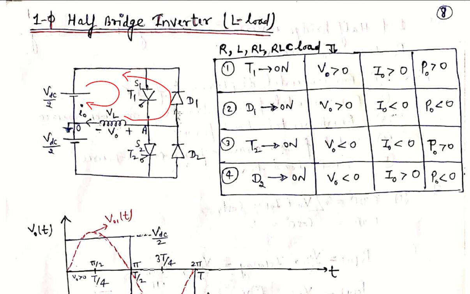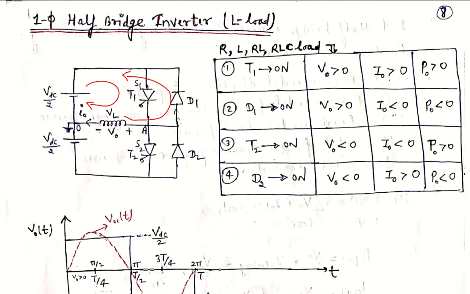So if the diode D1 is on, then we will see that the voltage V0 is positive, because this plus polarity is connected to the supply voltage plus polarity, and negative is connected to the supply voltage negative polarity. So in this case the output voltage is again positive, but the current direction is reversed, or we can say it is opposite to the reference current polarity. So I naught should be less than 0 and V naught should be greater than 0. If you multiply both, then power should be less than 0, or we can say that power is now delivered, whereas in the first case power is absorbed by the load.